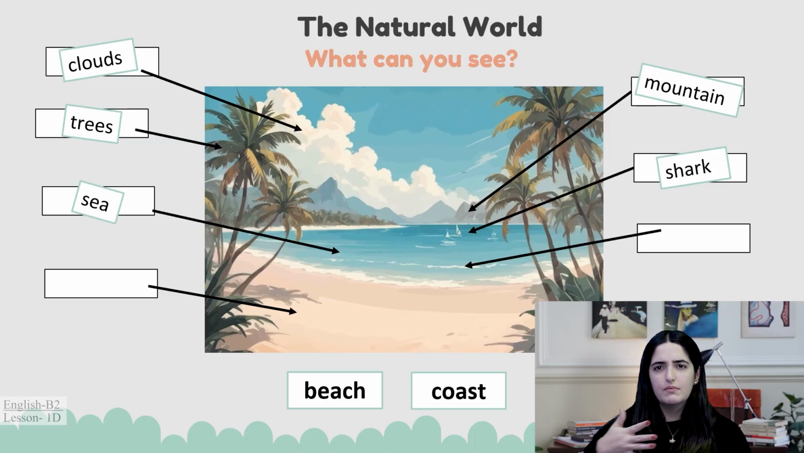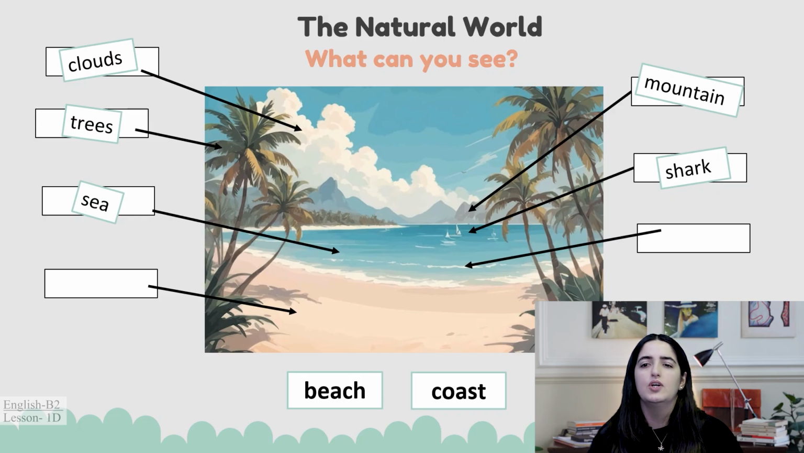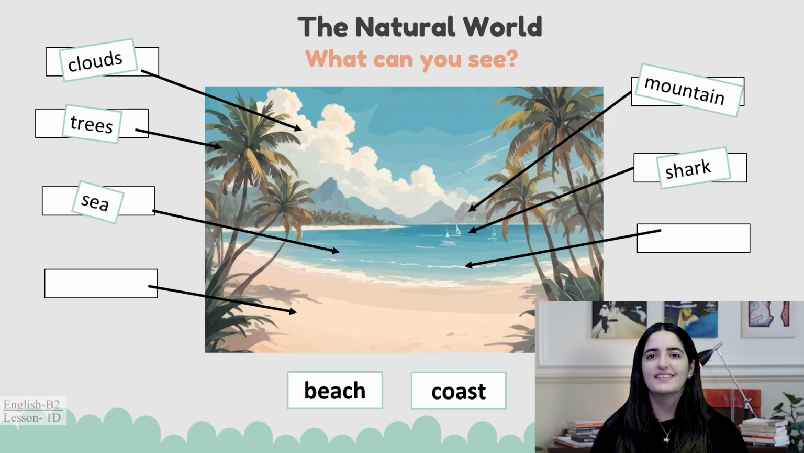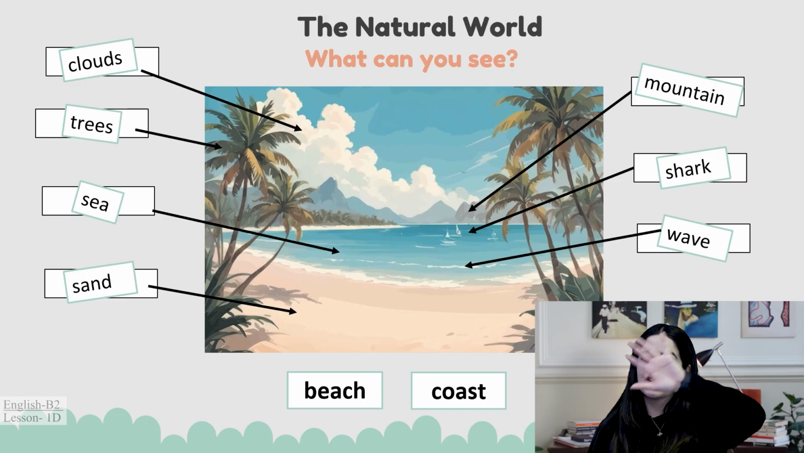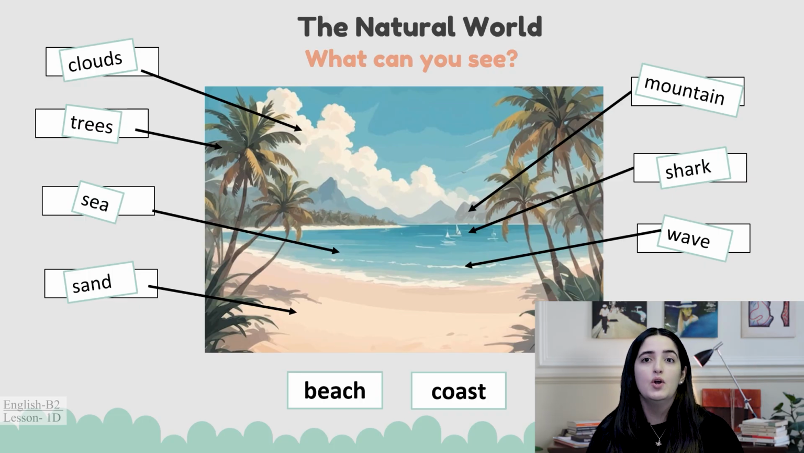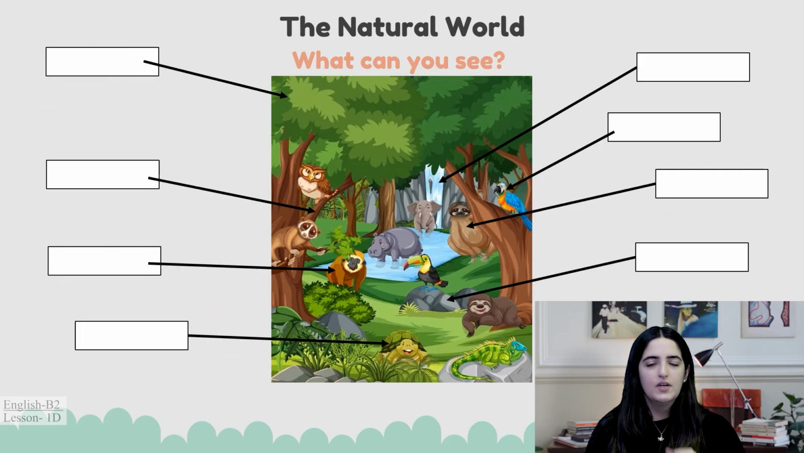Okay, what's in the sea that's pointed to underneath shark, that white part? What is that called? Pause and answer. It's called a wave. Okay, those are waves. And finally, what is that? Before the water comes there, it's the sand. Well done. So now we can describe a coastal landscape or a beach landscape really well. Right, let's look at the next landscape now.